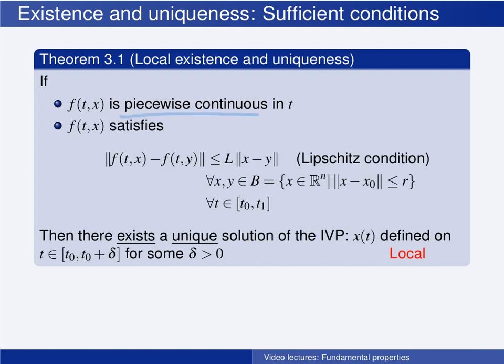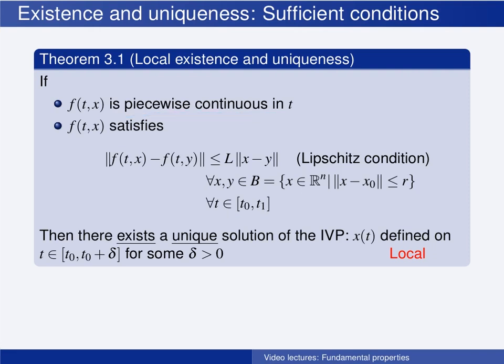Piecewise continuous in time means that the function should be continuous in all except for a finite number of points in the time interval in question, which is from the initial time t0 to some time t1. The time t1 can be infinity, but it does not have to be that large for this theorem to hold.